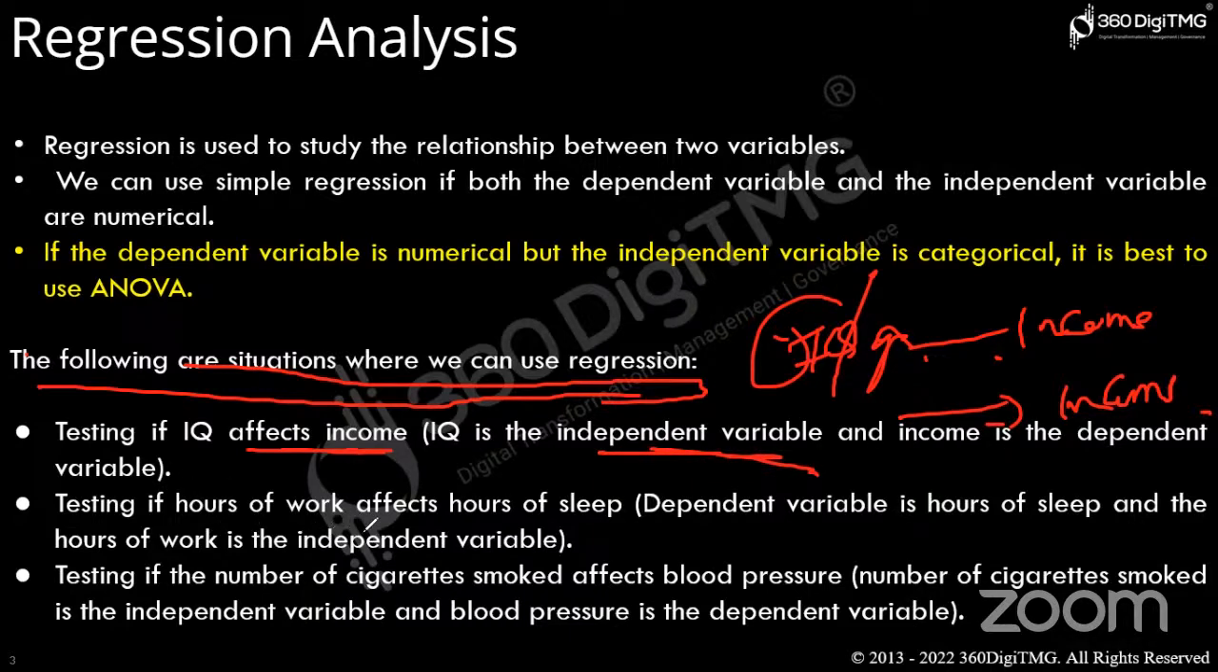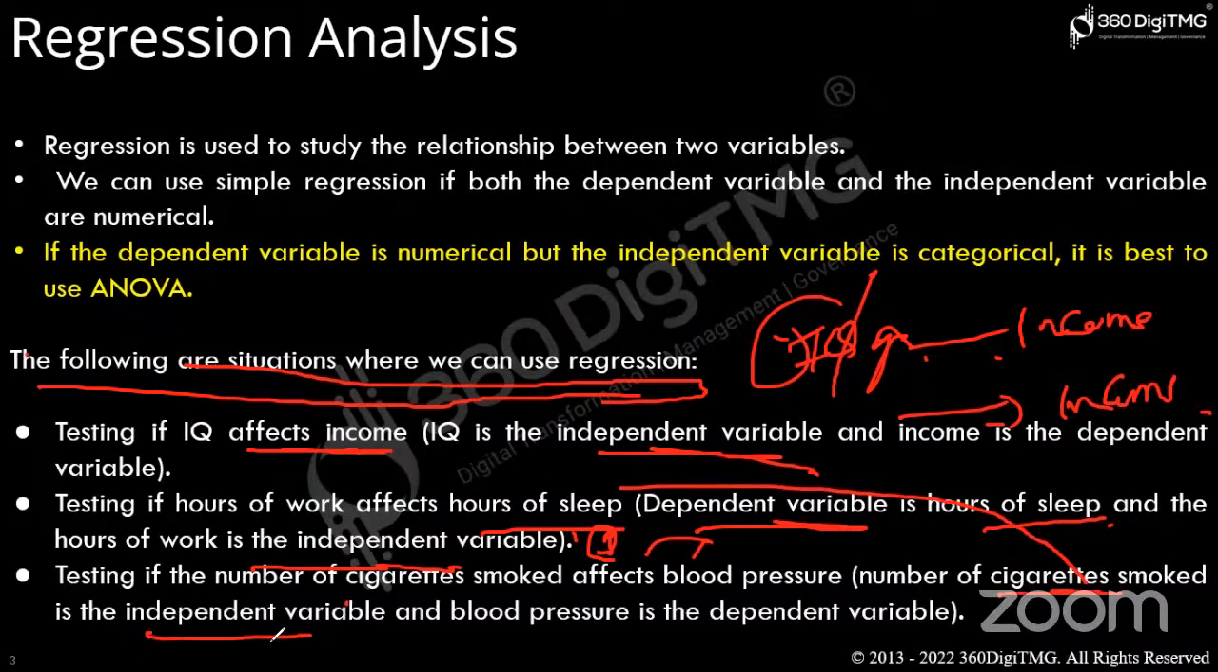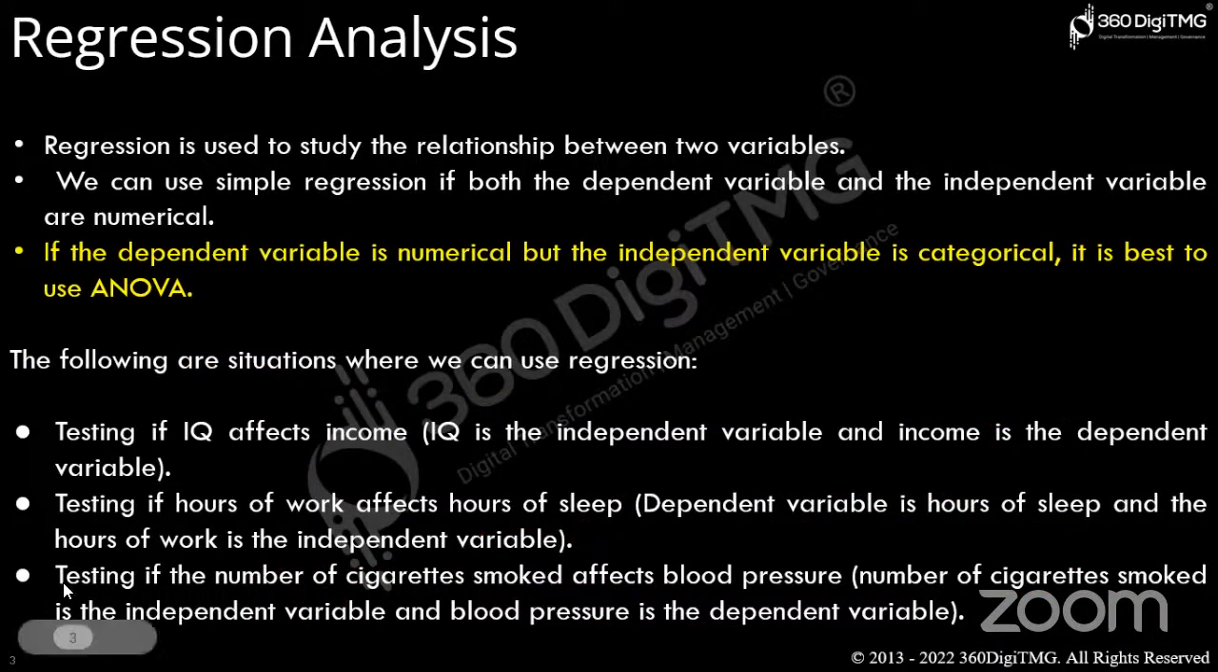Testing if hours of work affect the hours of sleep. Definitely, right? The dependent variable here is hours of sleep, and hours of work is an independent variable. So using just one input, we will be predicting the other output. Testing if the number of cigarettes smoked affects blood pressure. The number of cigarettes smoked will be the independent variable, and the blood pressure will be the dependent variable. Since we have just one input, based on that, we'll find out the output. In that case, we will be using simple linear regression. So these are small examples where exactly we can use simple linear regression.